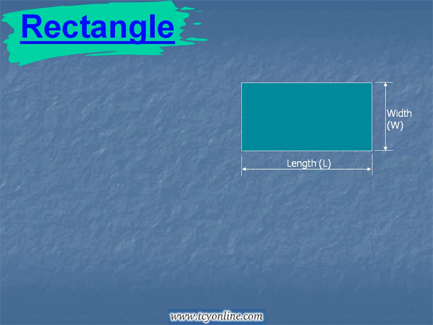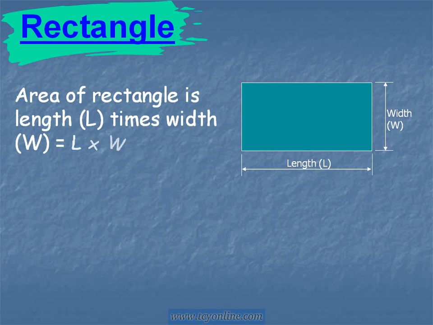Let's learn about rectangle. It is a type of parallelogram in which opposite sides are parallel and equal to each other. Important point to remember. All the four angles in a rectangle are right angles. In the rectangle, length represents base, width represents height. So, formula for area of rectangle would be length times width.